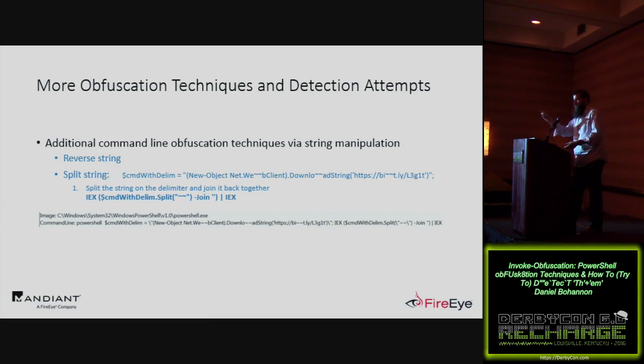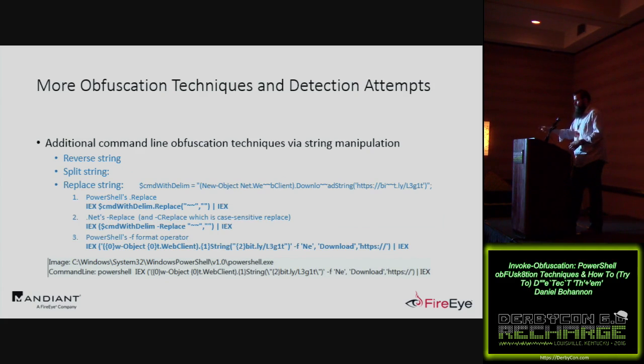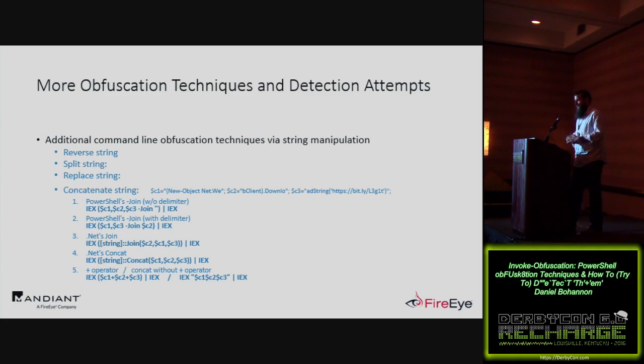We can split the string, basically insert garbage delimiters and then split on that delimiter, piece it back together, and invoke it. Similarly, we can put in garbage delimiters and use split, whether it's the PowerShell split, .NET's, or the PowerShell replace, or .NET's replace. And keep in mind there's a C replace and a replace. The F format operator is absolutely amazing for a lot of really fascinating things. I'll touch on that when we get to the demo. We can also concatenate strings through any of the join functions with PowerShell or .NET, concat, or even the plus operator, or just throw quotes around it and no pluses at all.